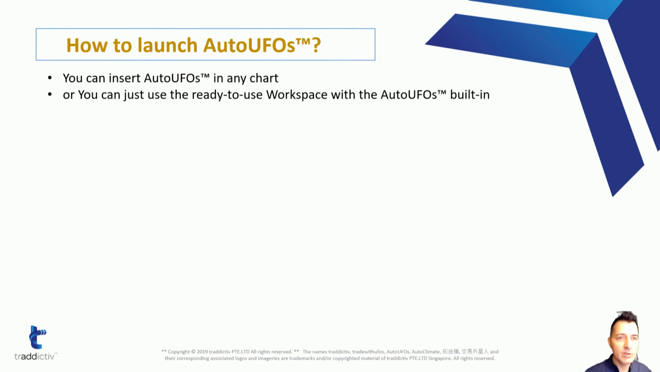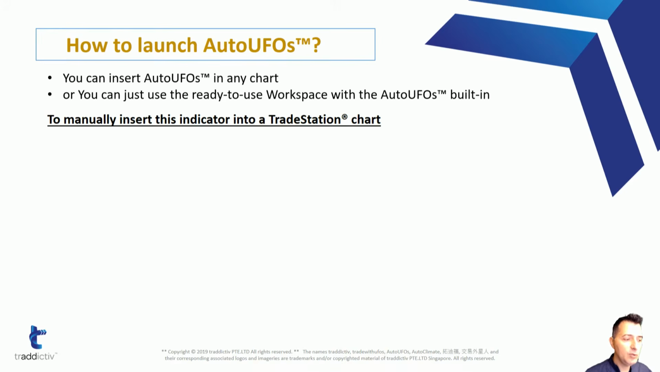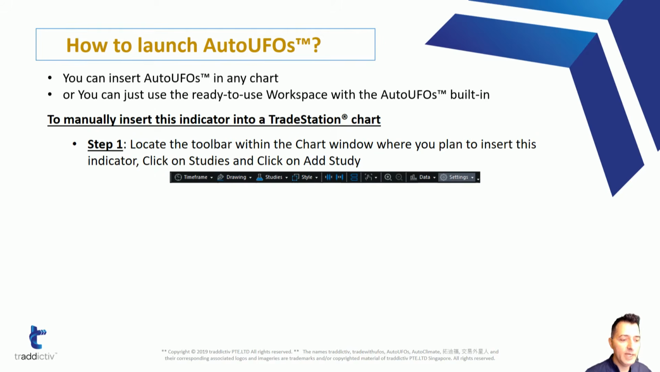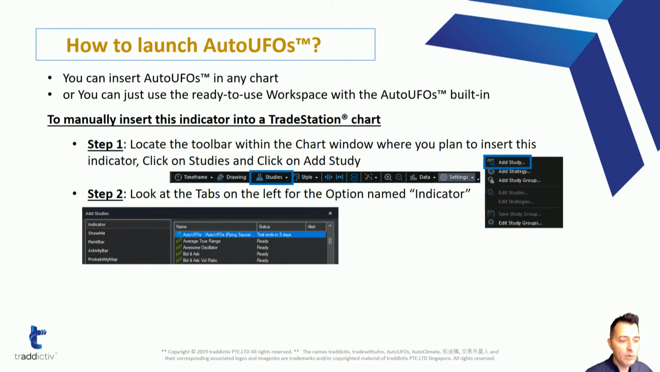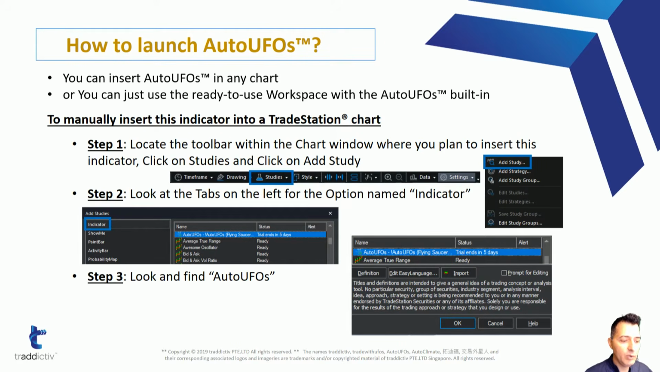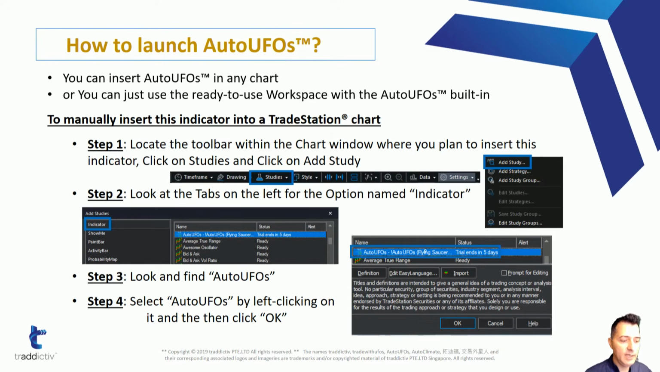Now, once you have subscribed, you can launch the app in 2 ways. You can either insert the app as an indicator on any chart, or you can use the ready-to-use workspace that you will find inside TradeStation. Let me quickly show you both. To manually insert this indicator into a TradeStation chart, step 1, locate the toolbar, click on Study, Add Study, then look for the indicator section, pick auto UFOs, and then you just click OK.